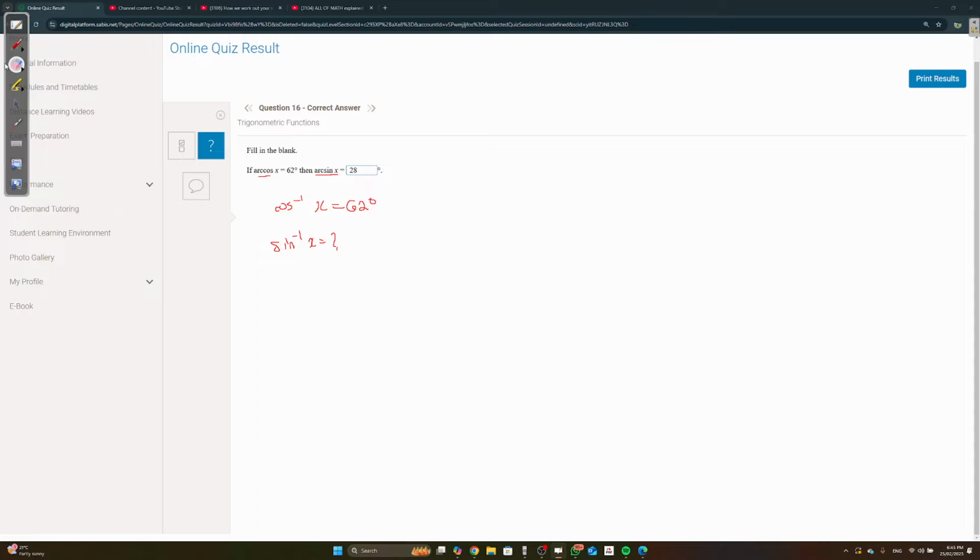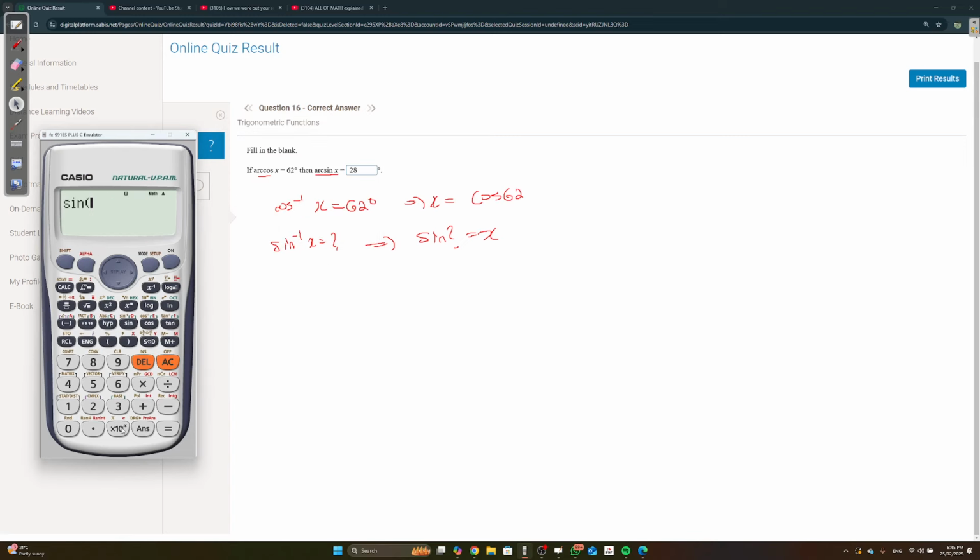Let me tell you why. Cosine inverse x equals 62. That means x is equal to cosine 62. Sine inverse of x, we don't know what it is. That means sine of this question mark should also be equal to x. You know that sine and cosine of complementary angles are equal to each other. The easiest example I can give you is 30 and 60.